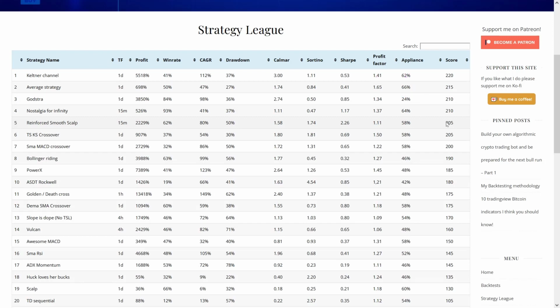For example, the Godstra strategy has more profit, but only 24% of the configured pairs react to this algo strategy. So you will take more of a gamble if you use the Godstra strategy on your pairs, whereas the average strategy has higher chances to be profitable on a random crypto pair. But this still has to be found out by rigorous testing and forward testing, of course.